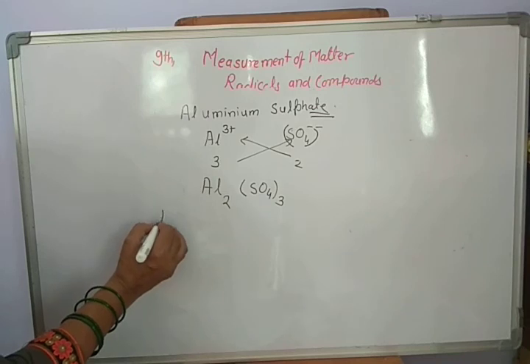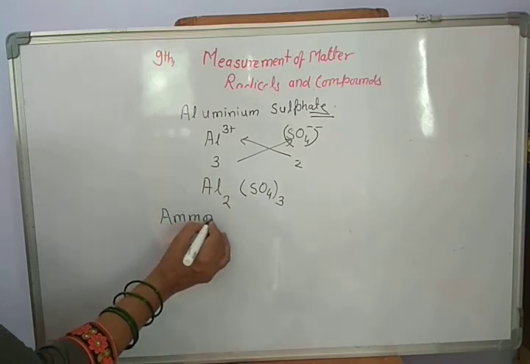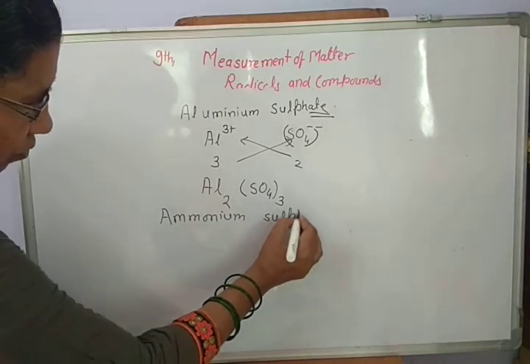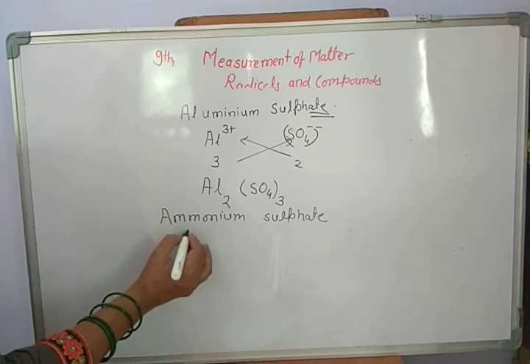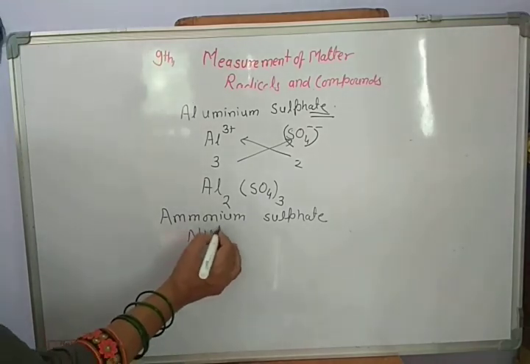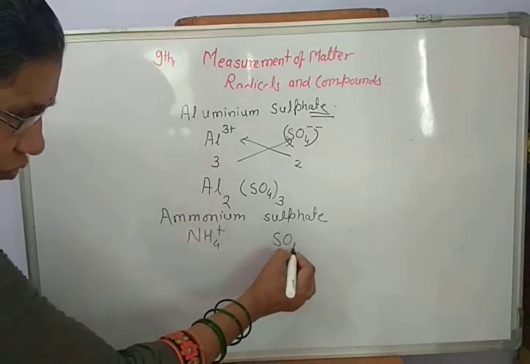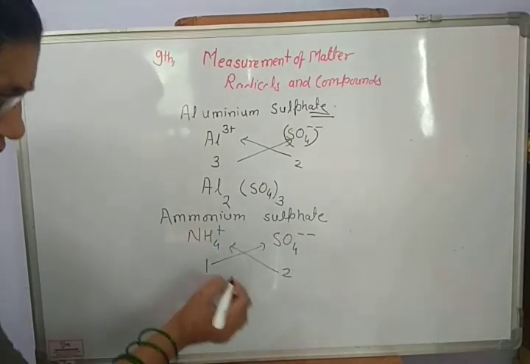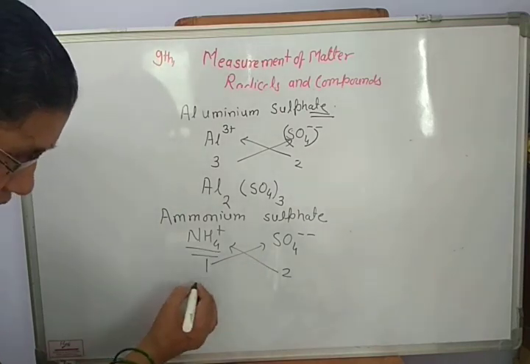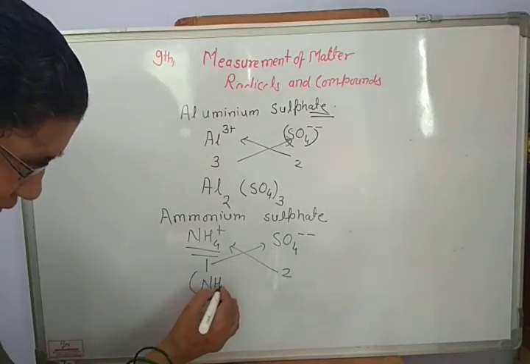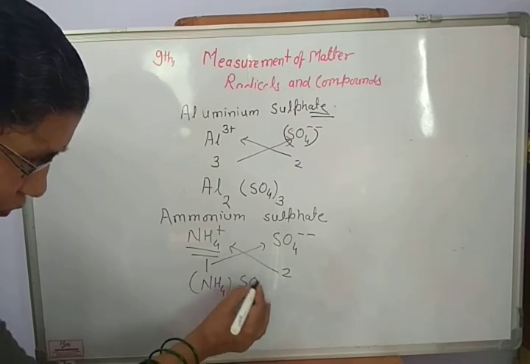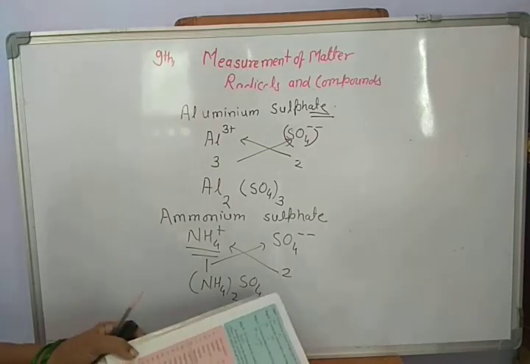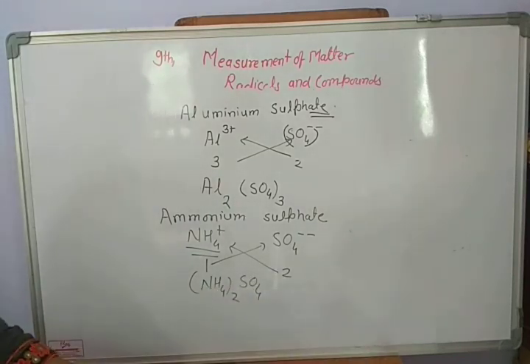Or ammonium sulfate. Here it is NH4 plus and sulfate SO4 double minus. Here it is 2, here it is 1, 1 is given here, 2 is given here. So here again a composite radical. So we have to put a bracket: (NH4)2SO4. This is the formula for ammonium sulfate. You can prepare some examples like this.